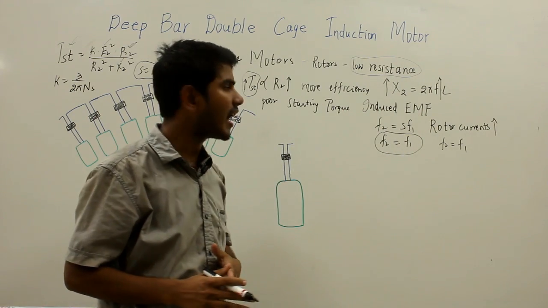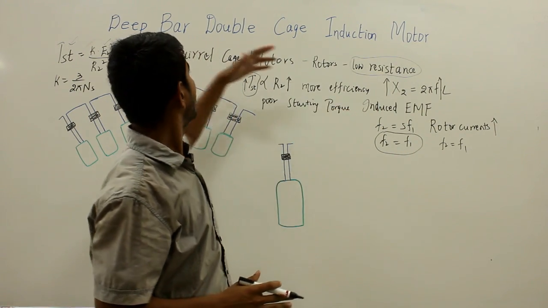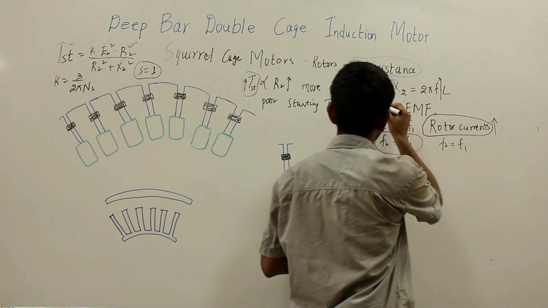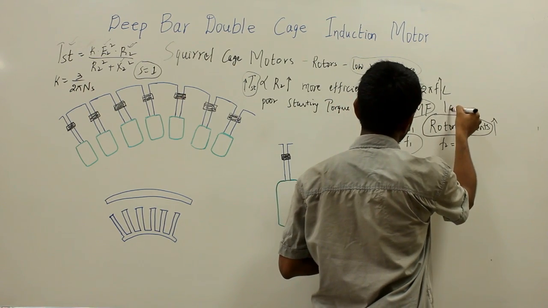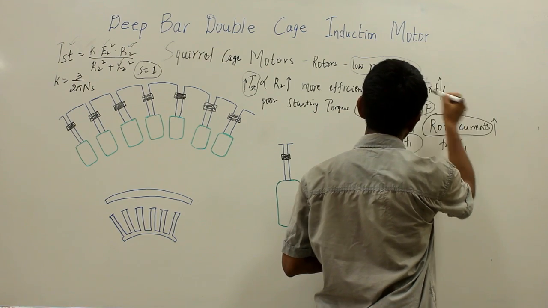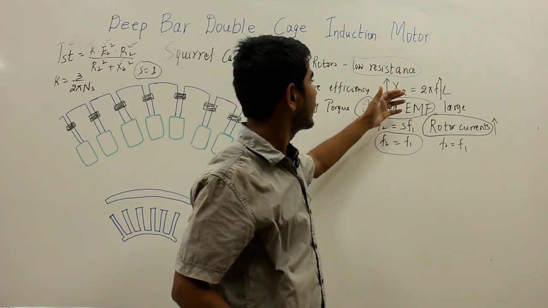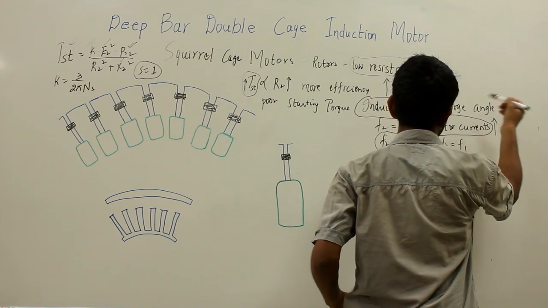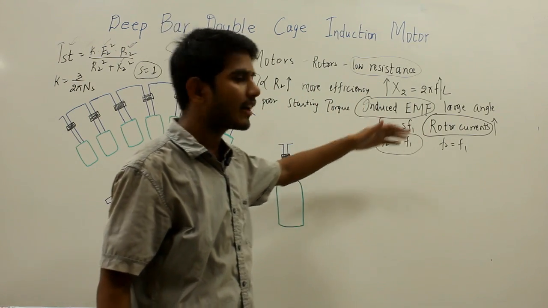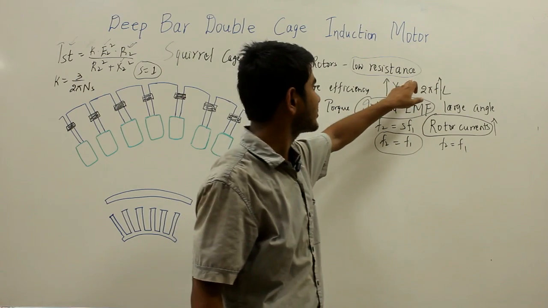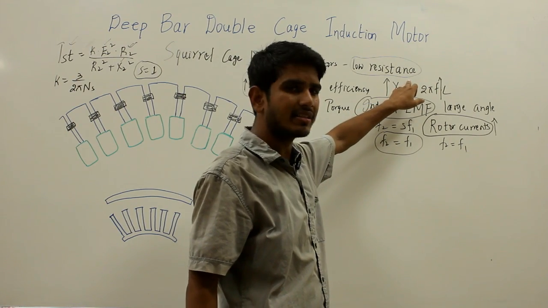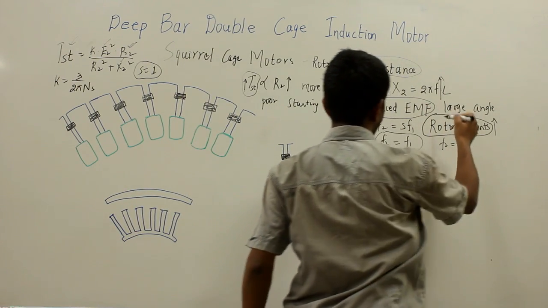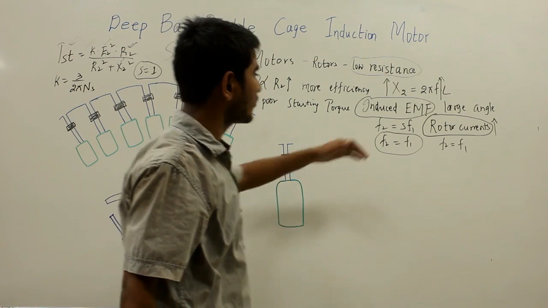And despite having these high rotor currents, you will witness a poor starting torque, because this rotor current will lag your induced EMF at a larger angle due to the large increase in the rotor inductive reactance. So you will have a large phase angle difference between the rotor current and the induced EMF. Because of this increase in rotor inductive reactance, we will have a poor starting torque.